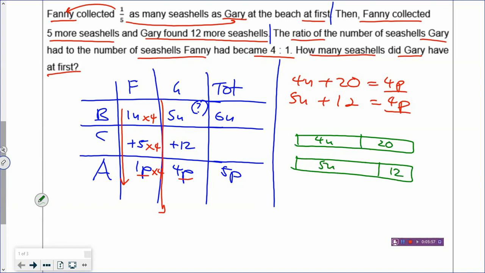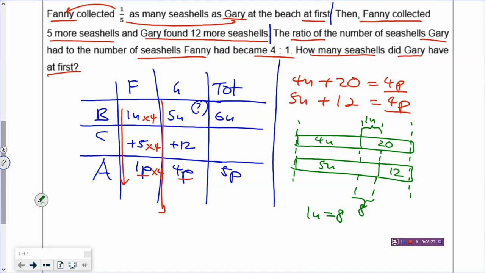So now you can see why you want to make the parts equal, so that you can draw 2 similar rectangles. And then you can look at the model and you can find their differences. So what's the difference in the units? 1 unit. 5 units minus 4 units, you get 1 unit. What's the difference in the whole number, which is 20 minus 12? That is 8. So now you can see that your 1 unit is equal to 8. Now, you can come back to your table and get the answer.